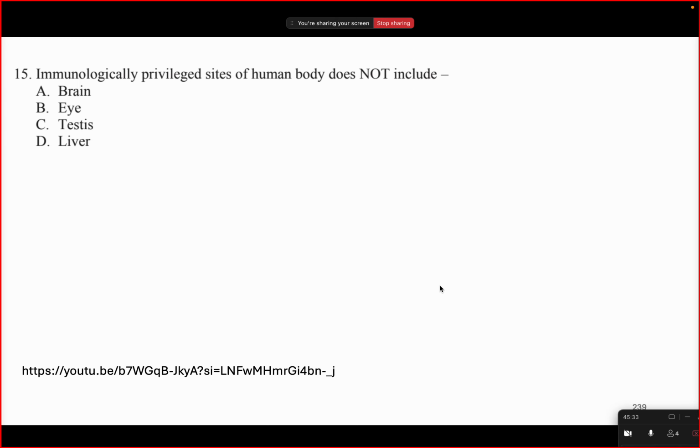Immunologically privileged sites of the human body do not include brain, eyes, testes, or liver. It's liver.